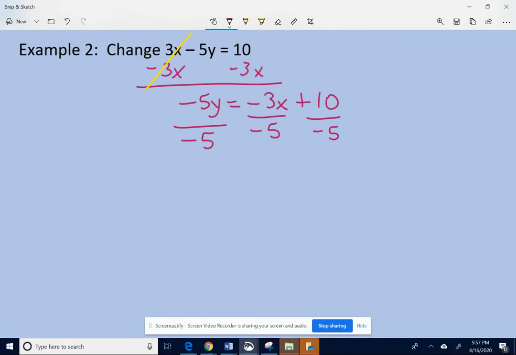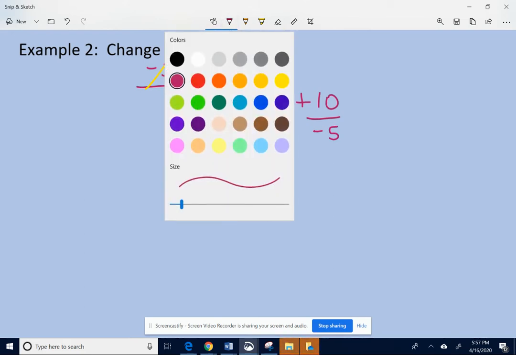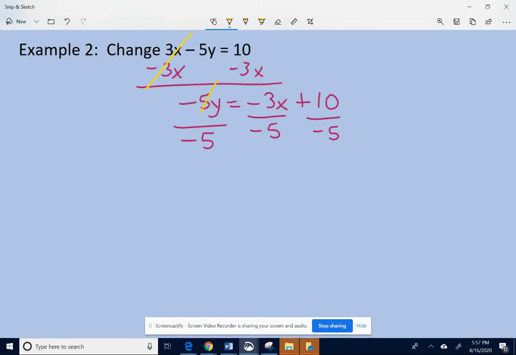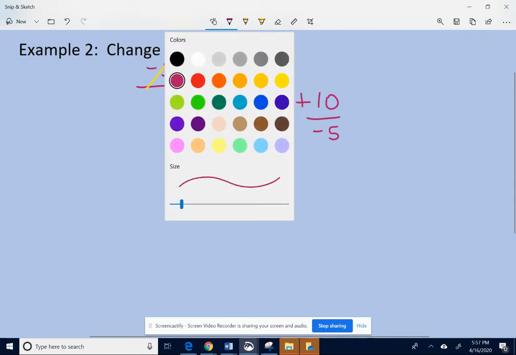So then I have a negative 5 divided by negative 5. That becomes 1. So 1y on the left, which is y. Now it's just a matter of cleaning things up. Look at this middle part. See how you have a negative divided by a negative? Put this over here on the side.